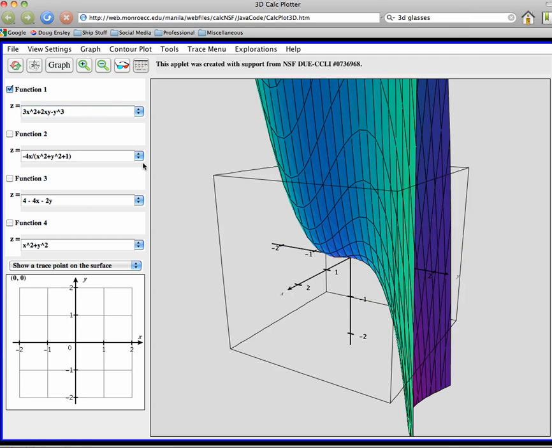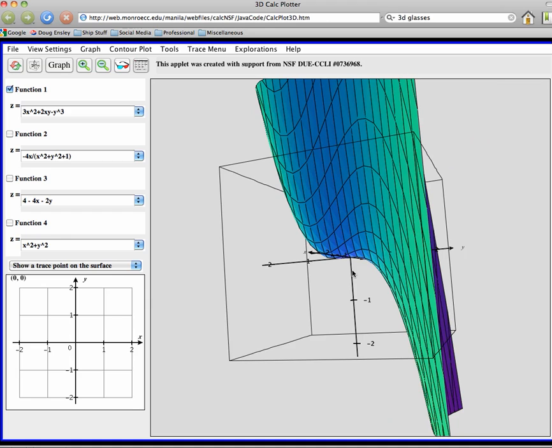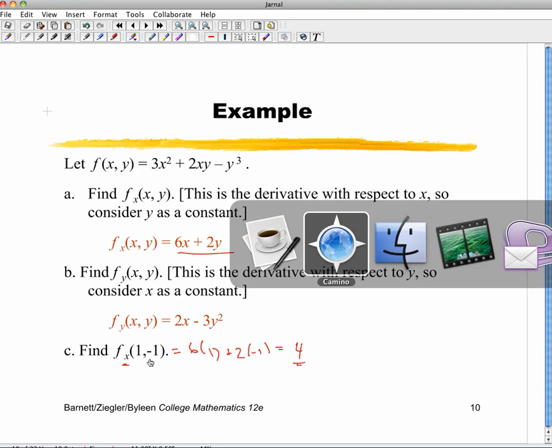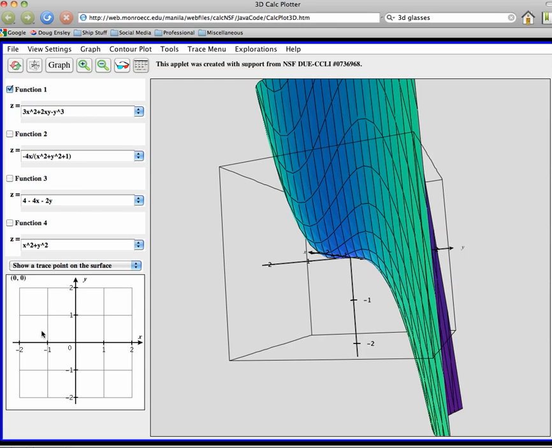And we'll get a graph, and you can see it grows very quickly, so you can't see it all that well. But the nice thing is that I can identify a point on this surface very easily with this applet. We want to know the point where x equals 1 and y equals negative 1. This picture over here on the bottom left represents the floor. Remember, you think of the x and y as a point on the floor, and then you look up to see the height of the surface, which is your z-coordinate. So if x is 1 and y is negative 1, that would be a point right here.